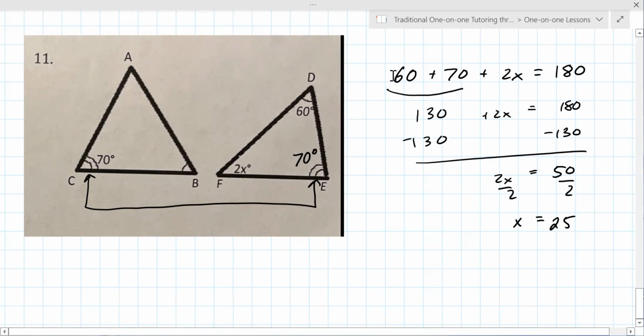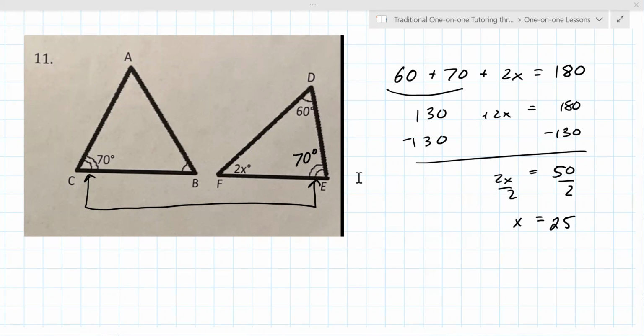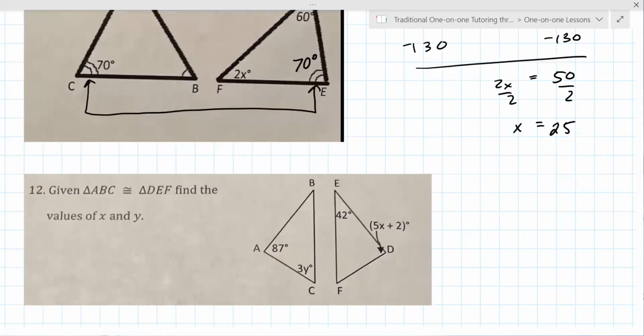All right, so get that down. It's the same answer as number 10. That just happens to be the case. And you can ask your teacher why they chose two problems with the same answer. All right, ready to move on to 12?